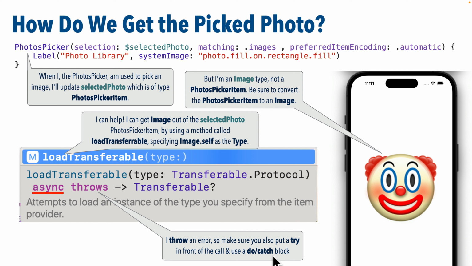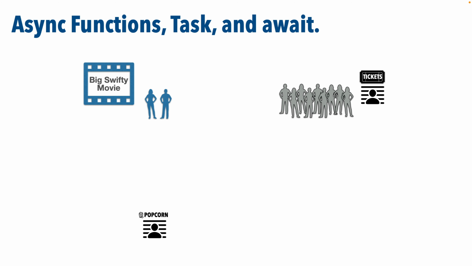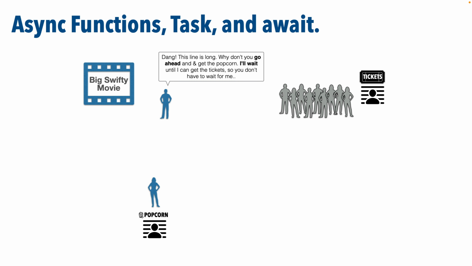Now an async function is code that will execute without holding up the rest of the code. It lets the rest of the app continue while it waits on a result to come back. Let's think about a real-world equivalent. If you and a friend are in a line at a movie theater, you might tell your friend to go buy popcorn while you wait in line for tickets. This way, you're both not slowed down waiting for the tickets. Well, async functions are the same way.